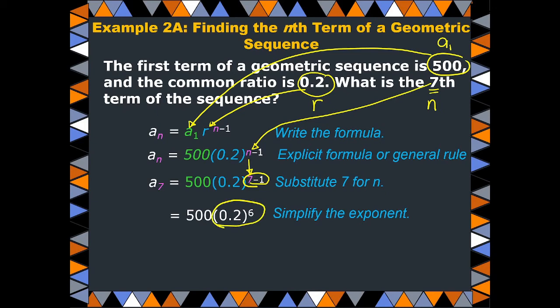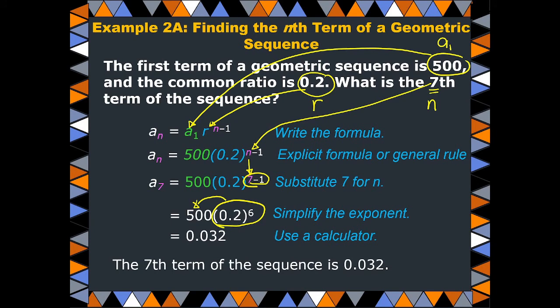0.2 raised to 6. And whatever the result is, multiply that to 500 times 500. The result is 0.032. Therefore, the 7th term of the sequence is 0.032. Let's go to our next example.